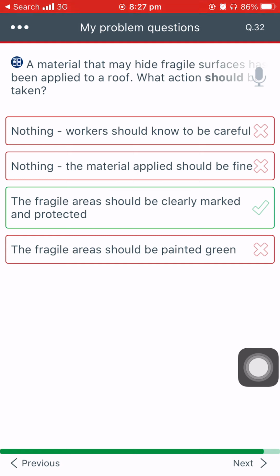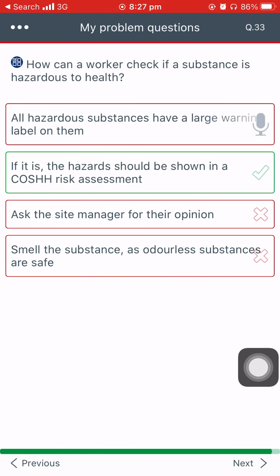A material that may hide fragile surfaces has been applied to a roof. What action should be taken? Nothing. Workers should know to be careful. Nothing. The material applied should be fine. The fragile areas should be clearly marked and protected.